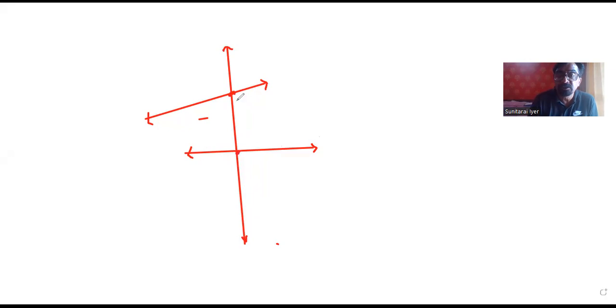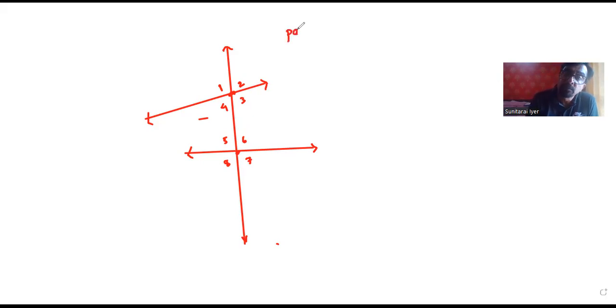So when a transversal intersects coplanar lines, 8 angles are formed: angle 1, angle 2, angle 3, angle 4, angle 5, angle 6, angle 7, and angle 8. So remember, when a transversal intersects two coplanar lines, 8 angles are formed. Some pairs of these 8 angles have been given special names.